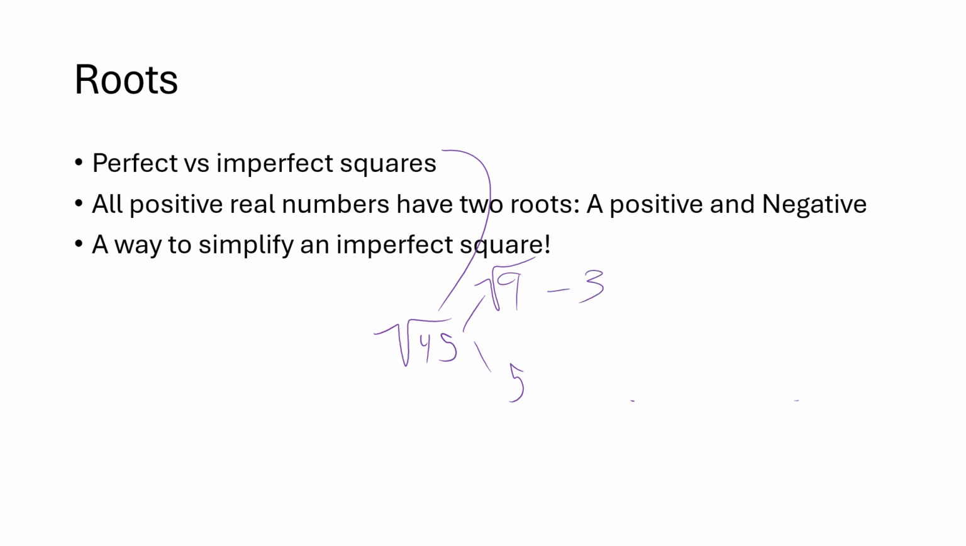So if you're asked to simplify the square root of an imperfect square, find which factors give you a perfect square number, which in this case would be 9, and anytime you have the square root of a perfect square, you put that on the outside.